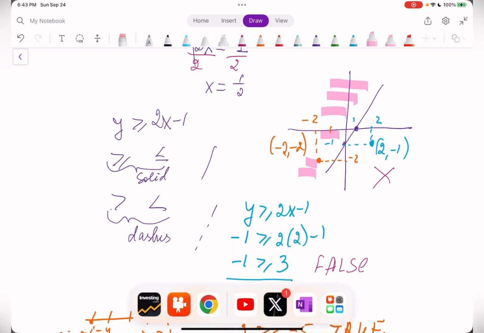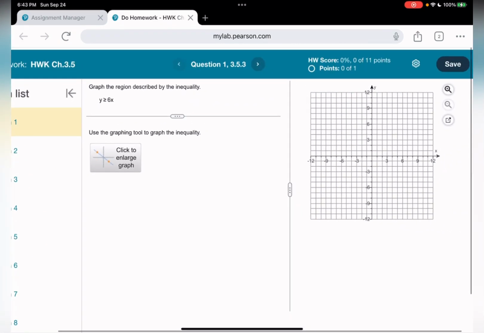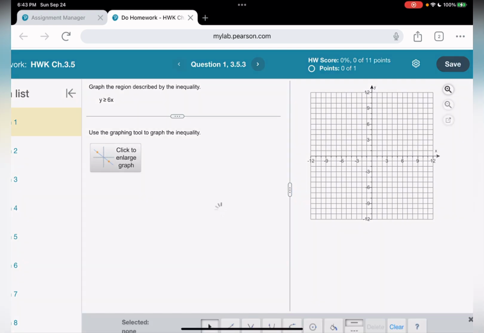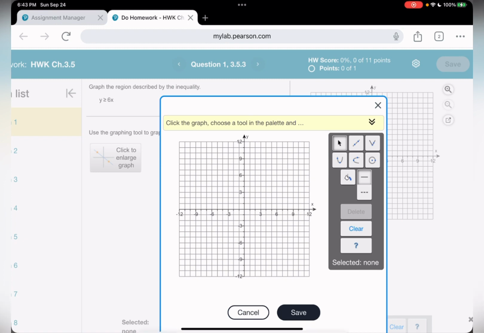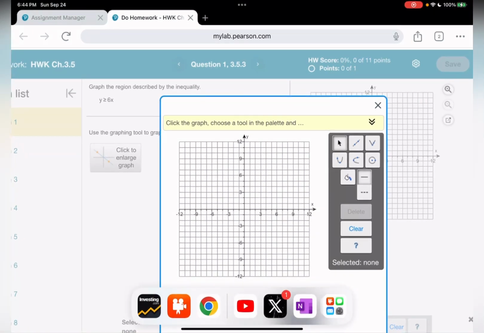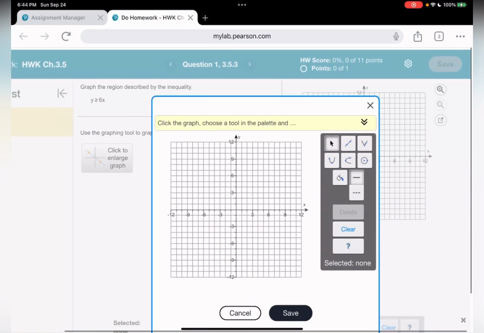Now let's go back to our problem and start working. What do we have? We have 6x. Let me zoom in. Since I have 6x, my intercept is going to be 0, right? Or I can go by point. Okay, since I have only 6x, I'm going to go by point. So when x is 0, y is going to be 0, right? Since we have an equal sign, my line is going to be solid. I'm going to take a solid line here.